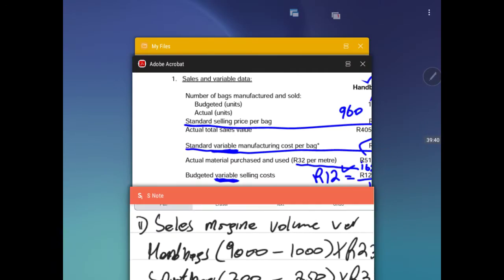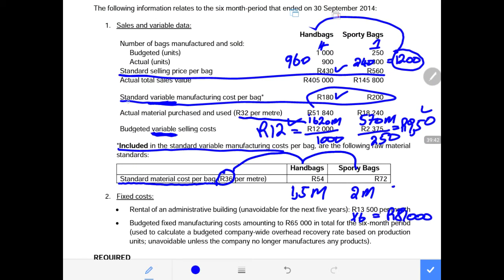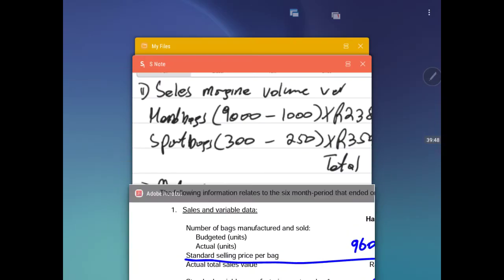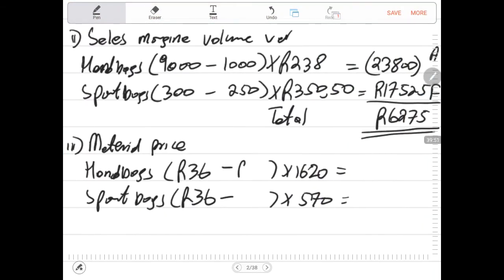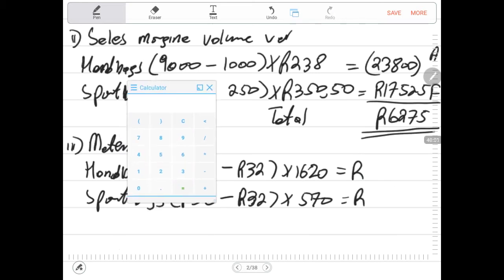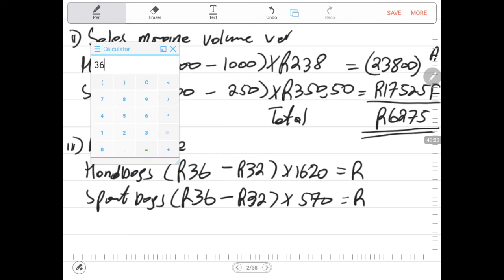How much was the actual price per meter? The actual purchase price per meter is 32 rand for both of the products. So it is 32 rand per meter, and we write the same amount, 32 rand, for both products. Then this will give us our variance being favorable or unfavorable. It will obviously be favorable for both of them.